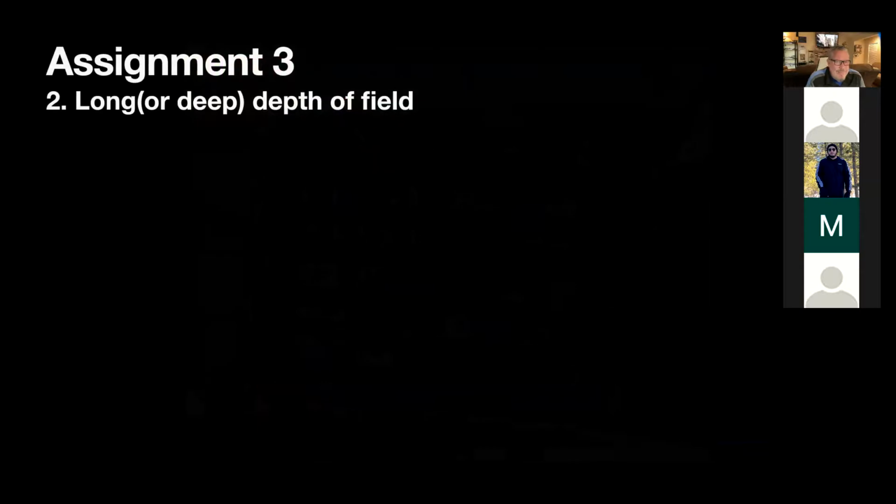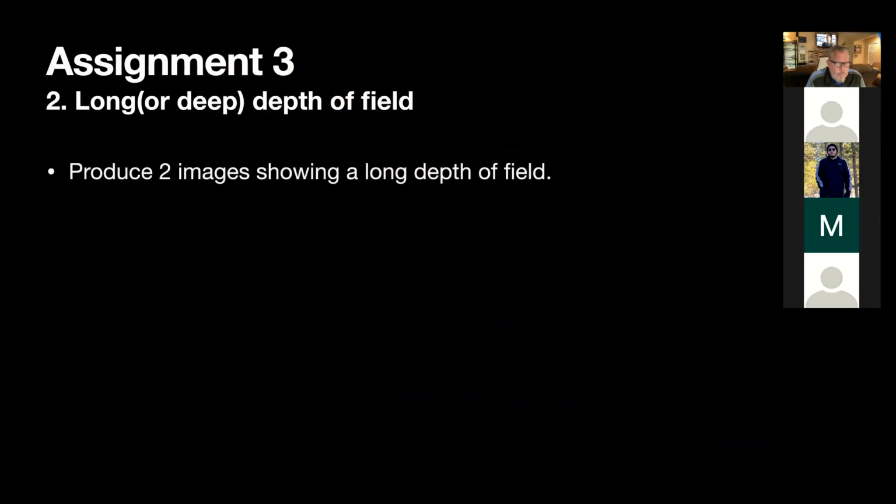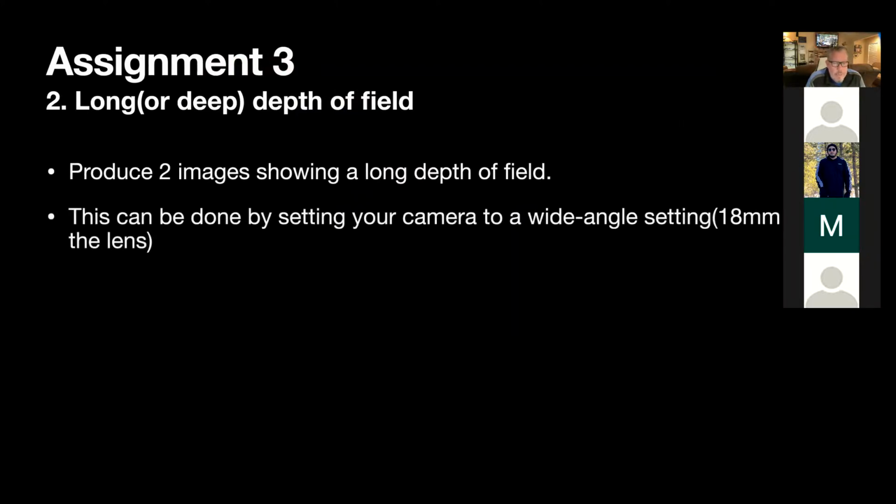Okay, the second part of the assignment is to produce a long or deep depth of field. So for example, you want to produce 2 images showing a long depth of field. This can be done by setting your camera to a wide angle lens setting, like 18 millimeters. So like I said, a lot of entry-level SLRs come with a lens that's 18 to 55. For this part of the assignment, it's probably going to be to your benefit to go to 18 to make it a wider shot, okay?